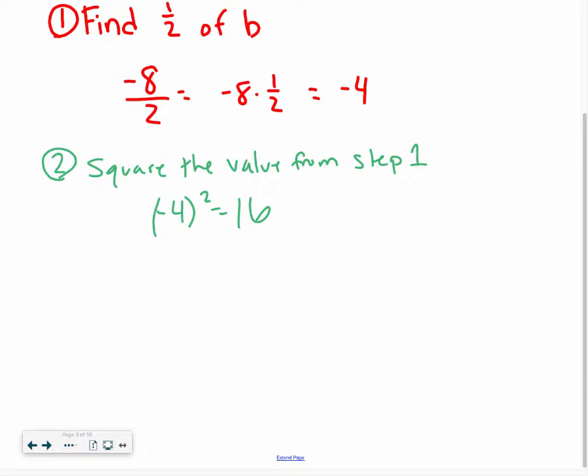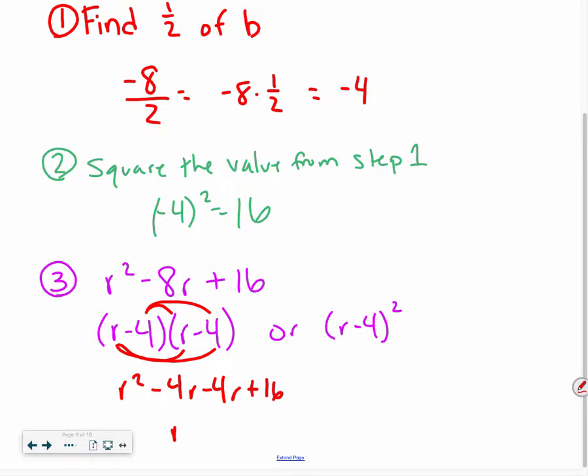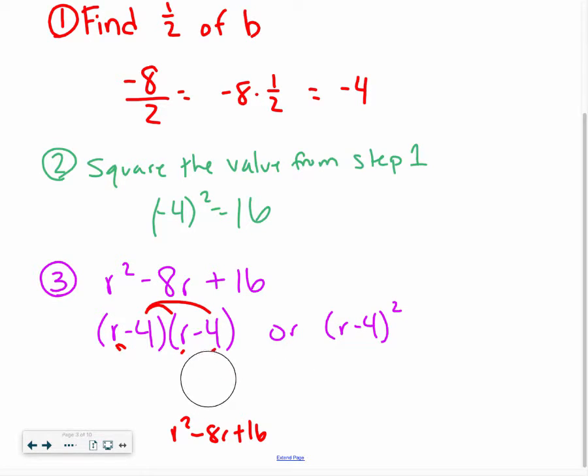Then I rewrite it and I say that I have r squared minus 8r, what I started with, but if I add a 16 on there, now I can rewrite it as r minus 4 times r minus 4, or r minus 4 squared. And if I were to FOIL that out again, r times r gives me r squared. My outer terms give me a minus 4r. Inner terms, minus 4r. Last terms give me a plus 16. So I have r squared minus 8r plus 16. Since I got back to what I had started with, I know my answer of r minus 4 times r minus 4, or r minus 4 squared, is correct.